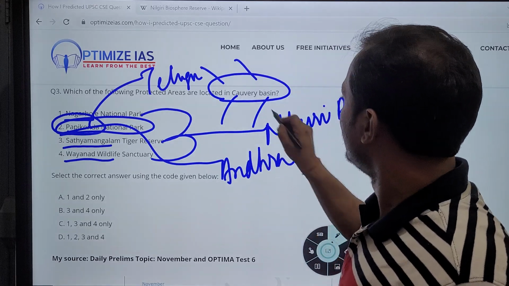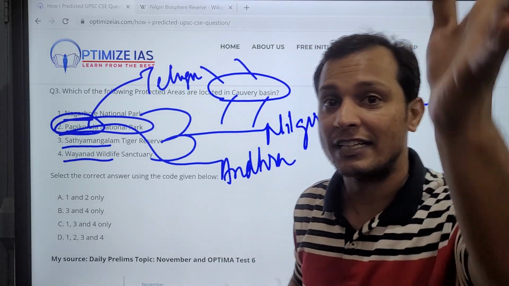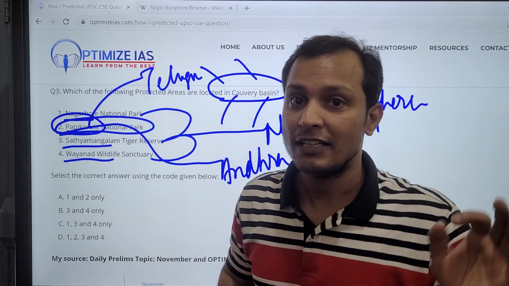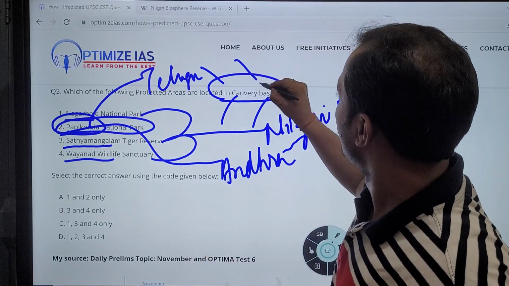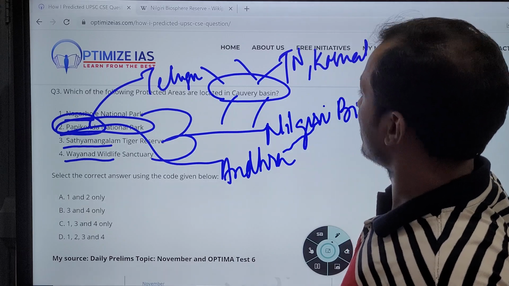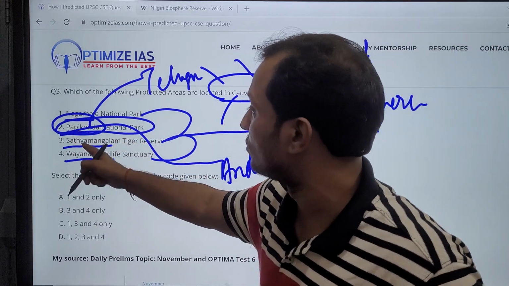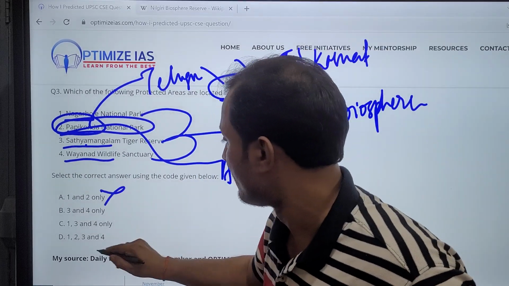And we all know that this Kaveri basin is not there in Andhra. Godavari basin is there in Andhra. Kaveri basin includes states like Tamil Nadu and Karnataka. And if you see, all these things belong to Tamil Nadu and Karnataka. So we can eliminate this.